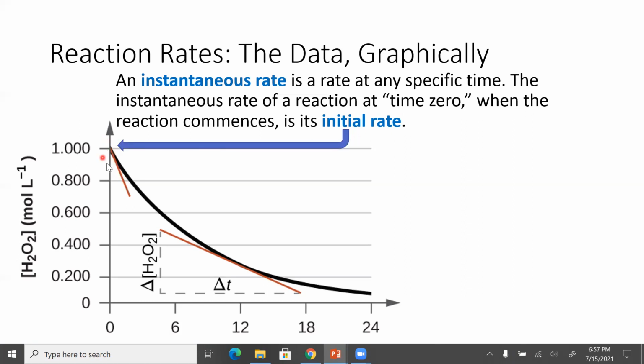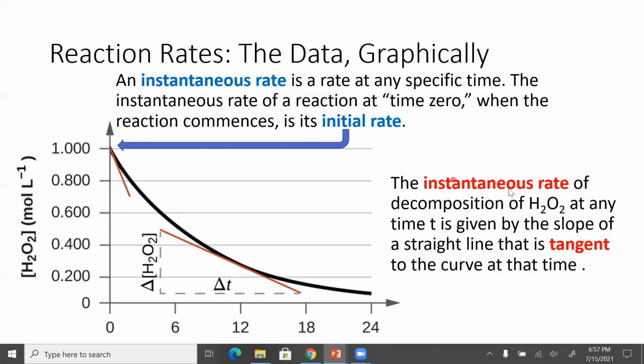So this is our initial rate of reaction. And when we look at the instantaneous rate, it can be calculated by taking the tangent at the particular time that we want to study.